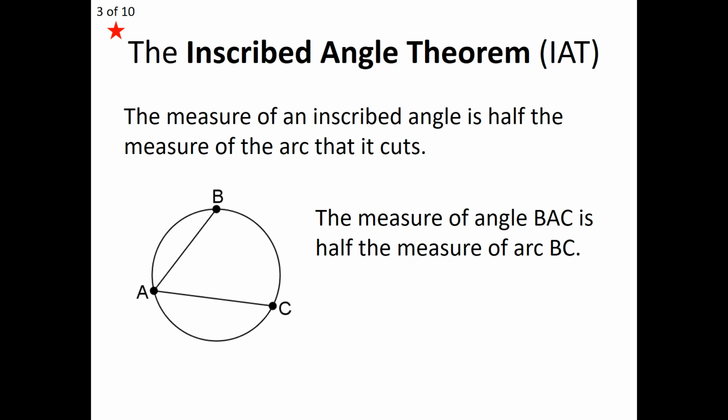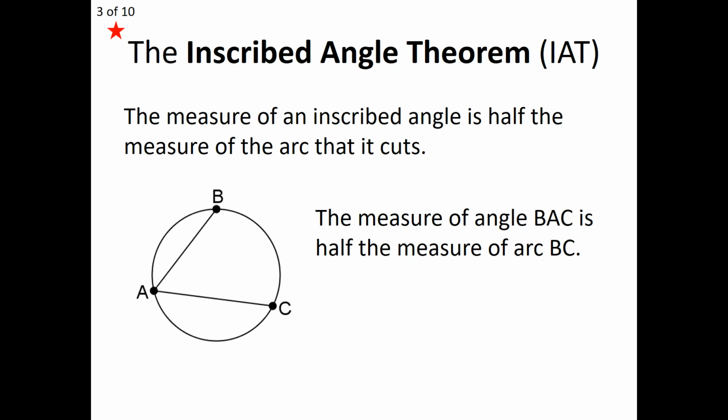So we could play the numbers game here if you want to see some examples. If I were to say that the measure of this inscribed angle BAC was 45 degrees, then the measure of the arc it cut is 90 degrees, right? It's because the measure of the inscribed angle is half the measure of the arc it cuts.